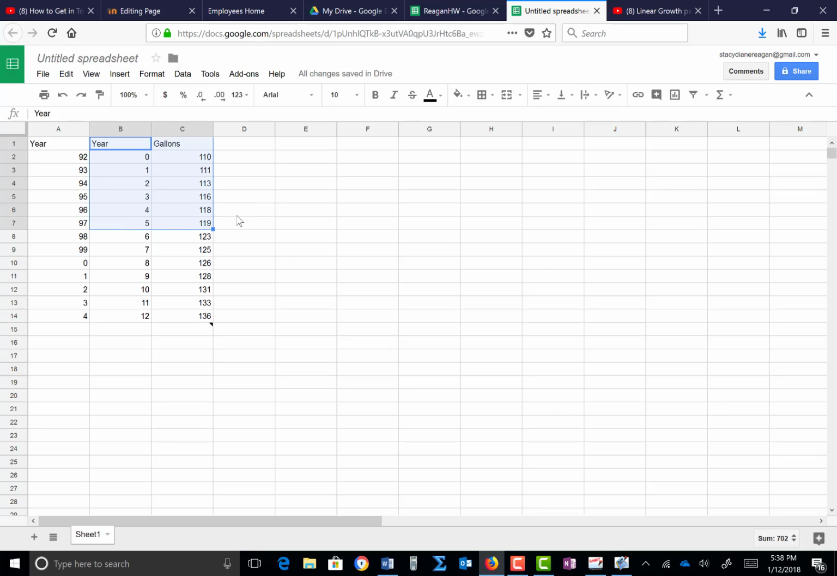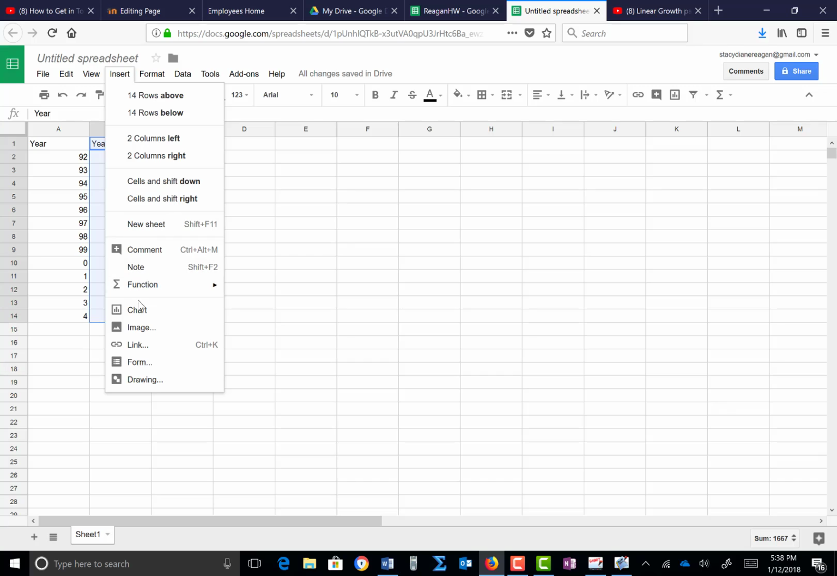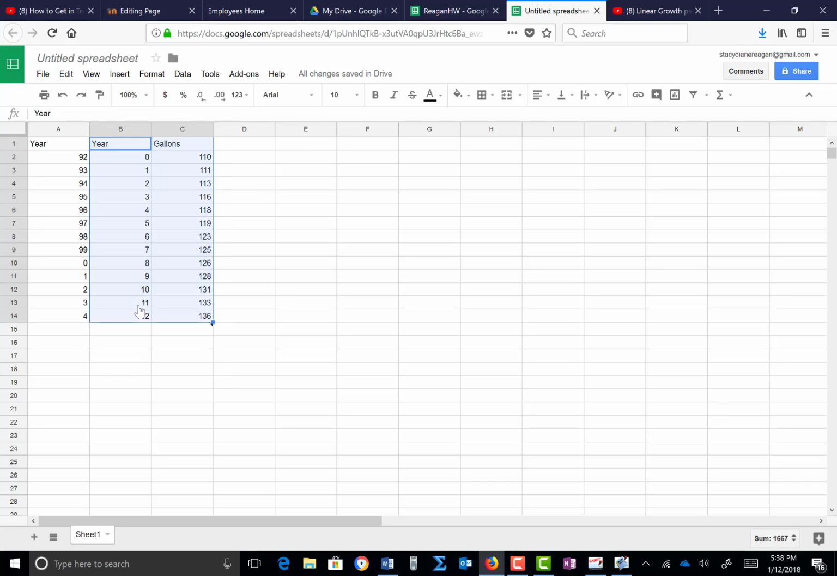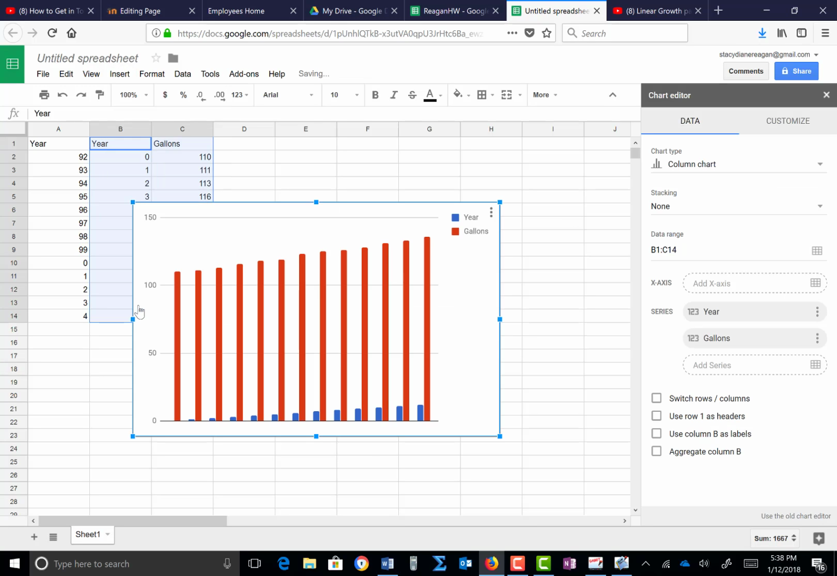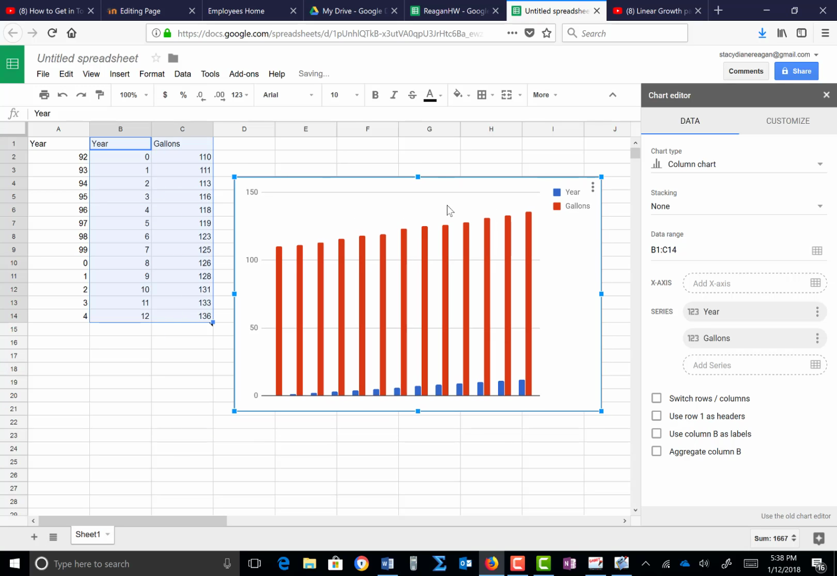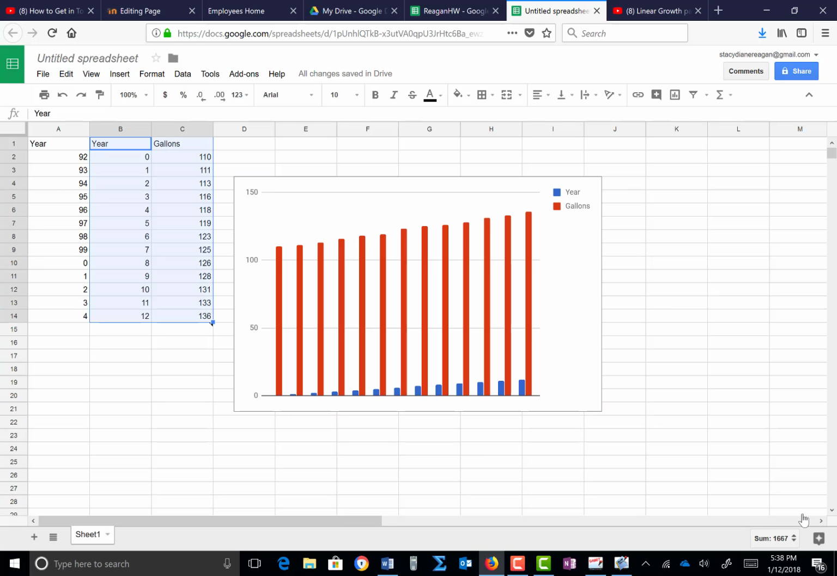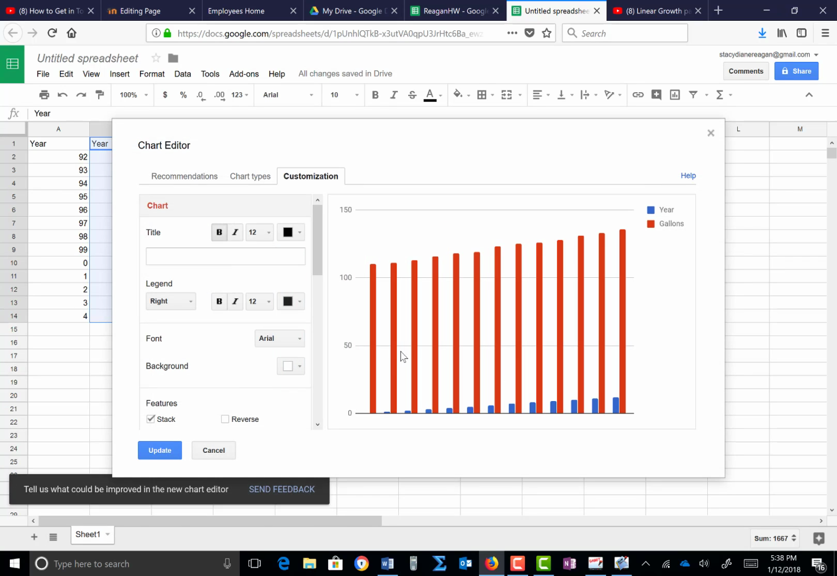Okay, so I'm going to highlight my data. My cursor got stuck. Insert chart. And remember, for these, we are looking for a scatter plot. I'm going to move this over a little bit so I can see it better. But that's not a scatter plot. I'm going to use the old chart editor to make things look consistent.